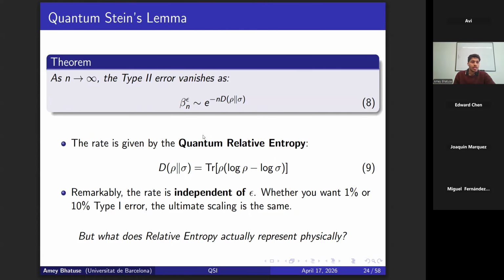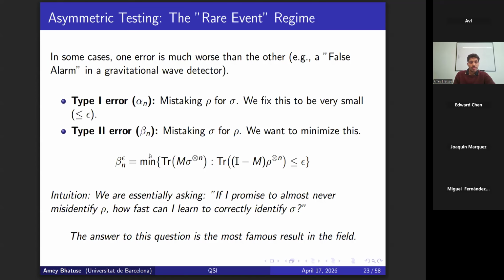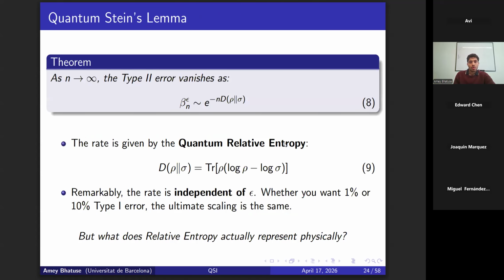The theorem says that if we have infinite copies, then this type 2 error that we have, this beta, actually follows this relation, which is the exponent of minus n and this quantity D(rho||sigma), which is actually called the quantum relative entropy.